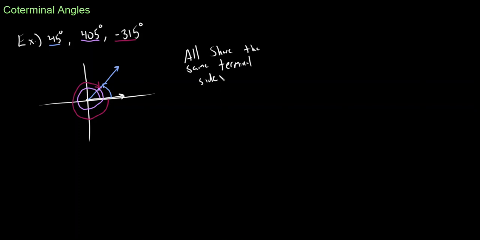And I don't mean that they ended up in the same quadrant. I mean they ended up at the exact same spot. We went up 45 degrees for this first 45 degree angle. For 405, we went a full 360 and we had to go an extra 45. So we ended up at the exact same spot. For negative 315, we went negative 270 and another negative 45 to end up on the exact same spot. So they all share the exact same terminal side. And if they share the exact same terminal side, they are what we call coterminal angles.